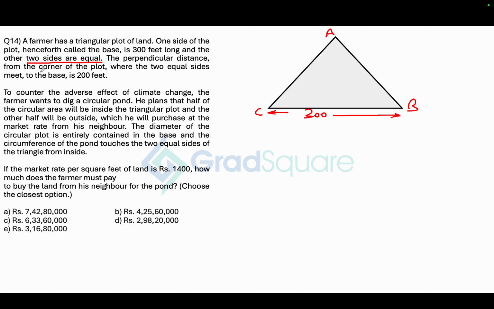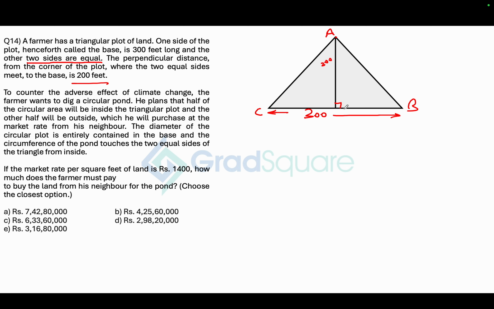The perpendicular distance from the corner of the plot where the two equal sides are meeting, that means the perpendicular from the point A, to the base is 200 feet. So if you drop a perpendicular, that's 200 feet. So this length is turning out to be 200 feet.